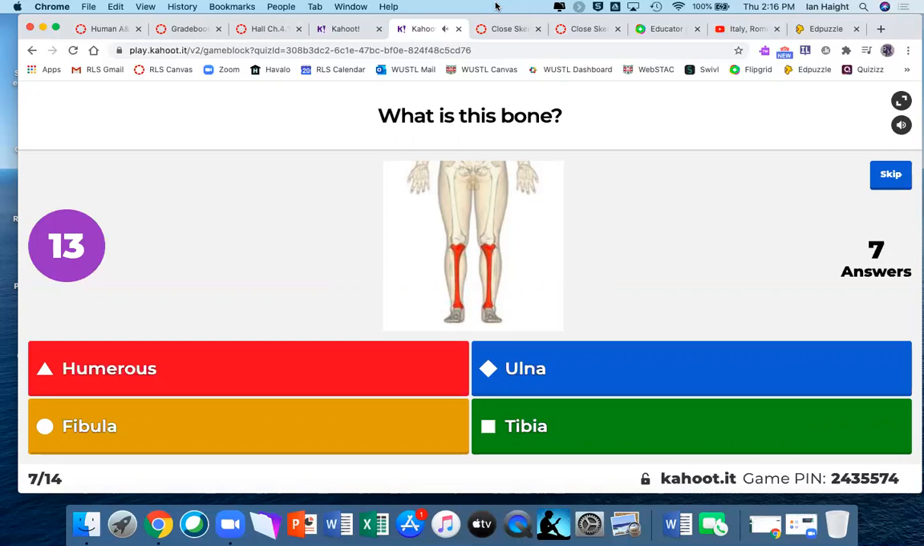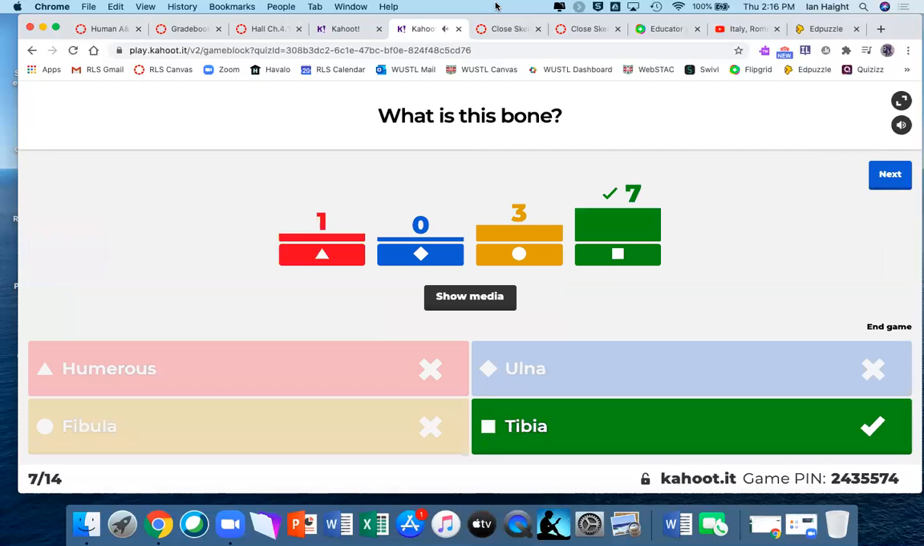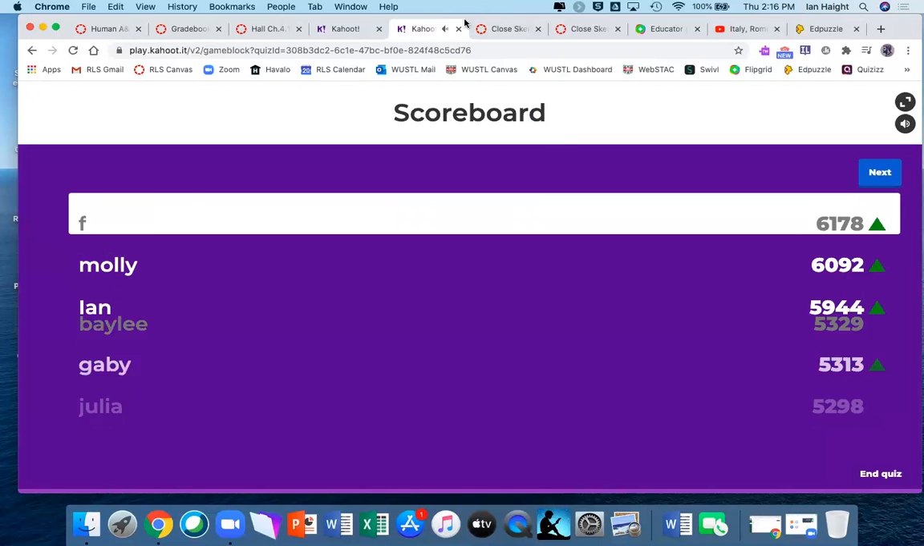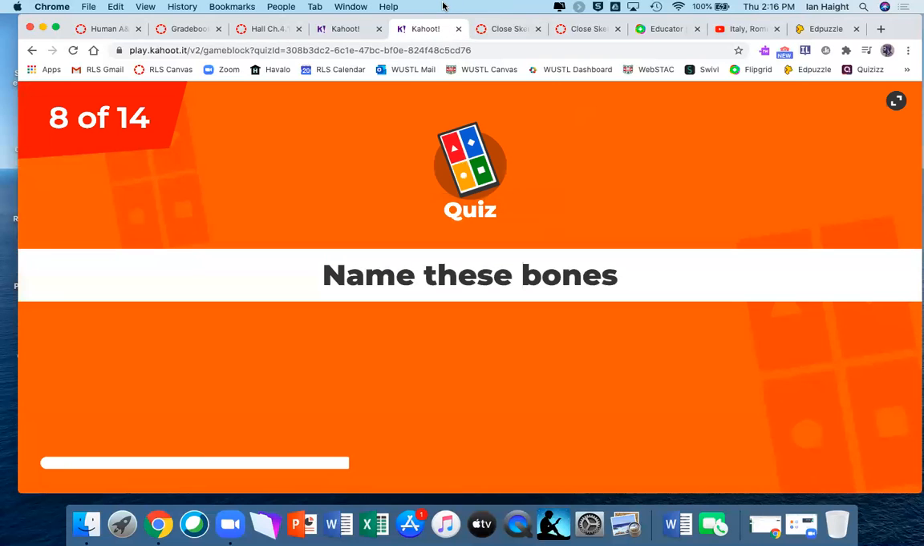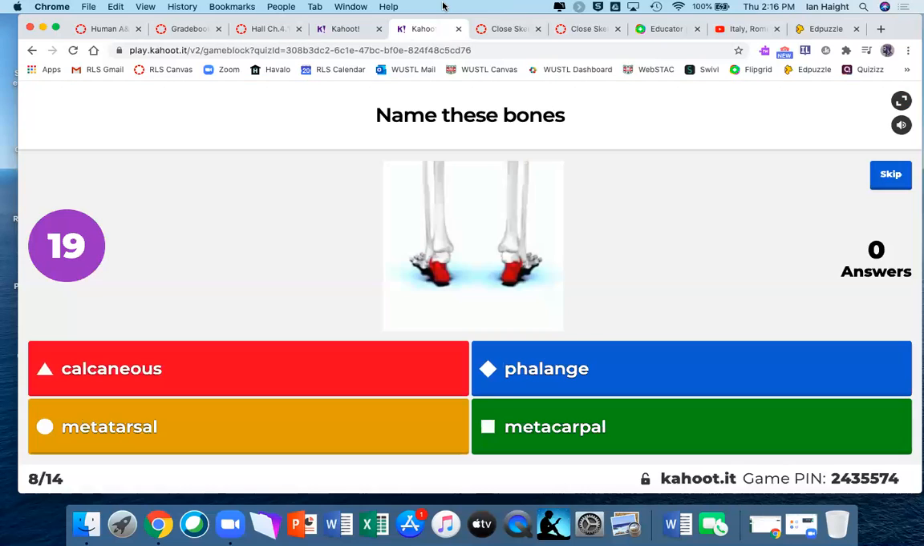Sometimes called your shin bone. Very good. It is the tibia. Garrett Fernandez pulling ahead again. All right, name these bones. This was on your Know Your Skeleton activity we did yesterday.